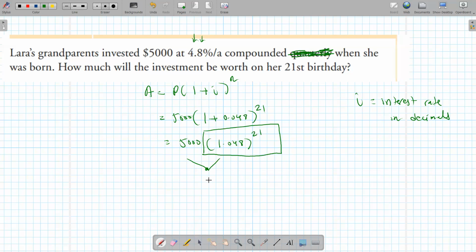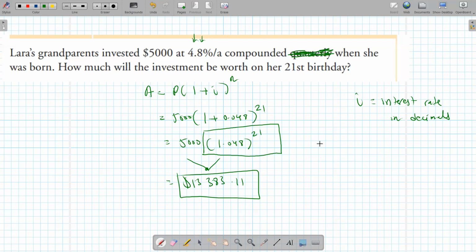I got 2.676. Okay, so you did the power of 21. And now multiply that with 5,000. It gives me a really big number, like 13,383. This is the answer. So what does this mean? This is the amount in the bank after her 21st birthday.